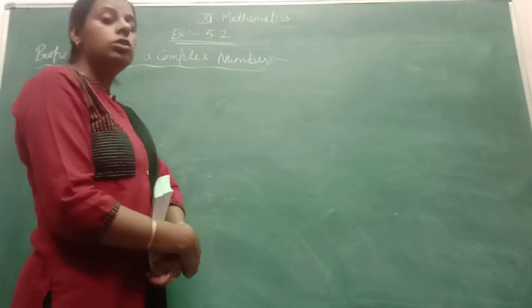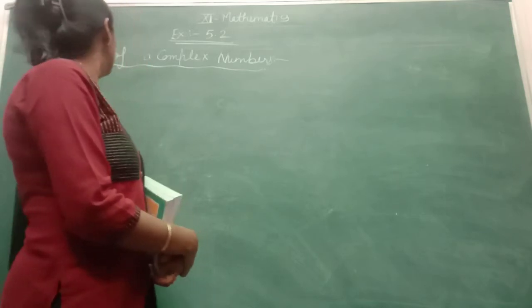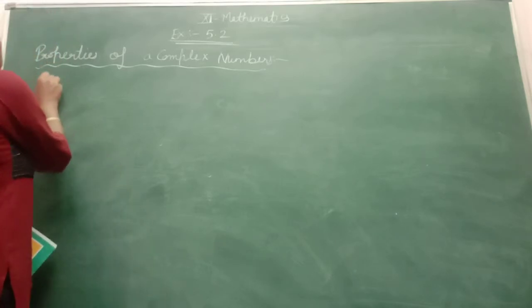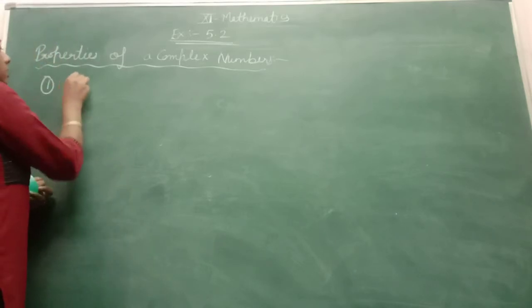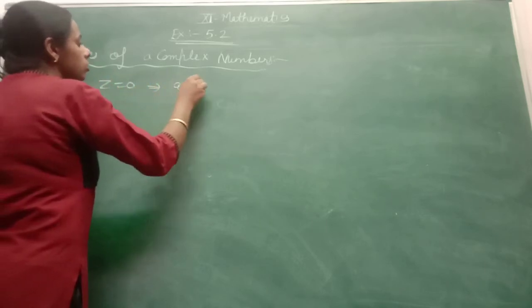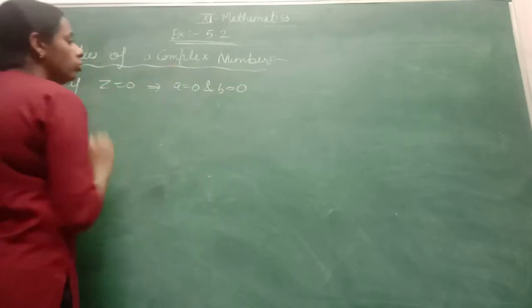Today we are just going to start our exercise 5.2, that is the properties of a complex number. Okay, what is your first property? If a complex number z is equal to 0, that means a is equal to 0 and b is equal to 0. How will you prove it?